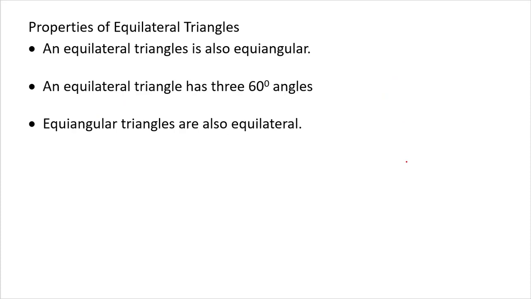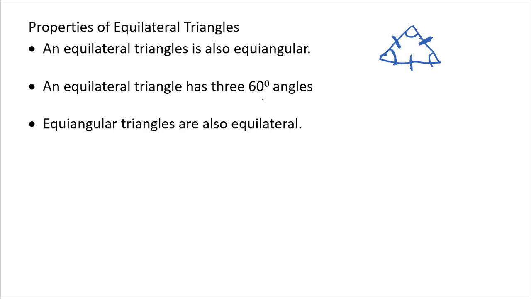Okay, properties of equilateral triangles. And I already talked about this in an earlier video. An equilateral triangle is also equiangular. And that makes sense because if this side is equal to that side is equal to that side, this side and this side are going to make these two angles equal. This side and this side are going to make this angle and that angle equal, which gets all three of them to be equal.